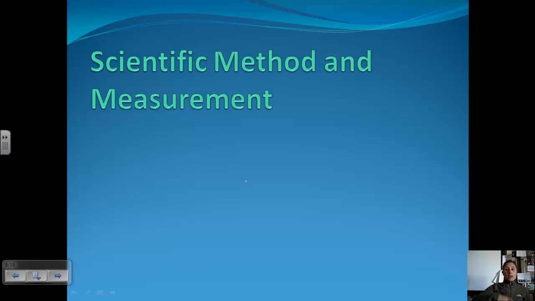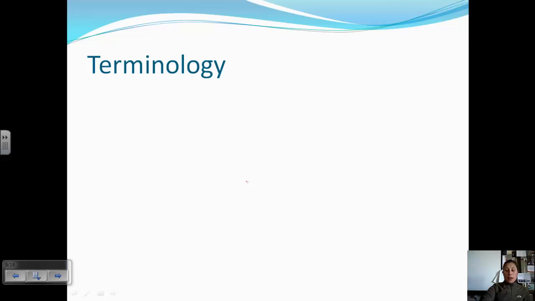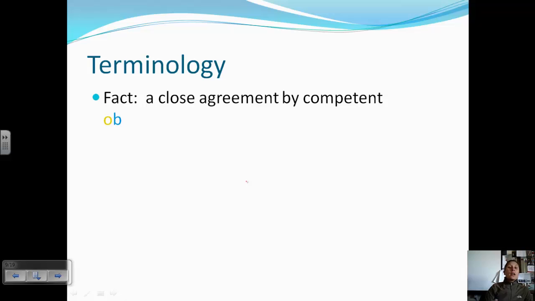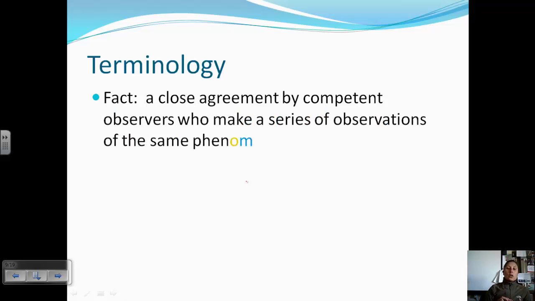Okay, so now we're going to take all of this stuff about metric and apply this to the scientific method. Before we get into that, let's go over a couple of vocab words. A fact is a close agreement by competent observers who make a series of observations of the same phenomenon. A competent observer needs to have some background on the subject, and they all make similar observations independently.